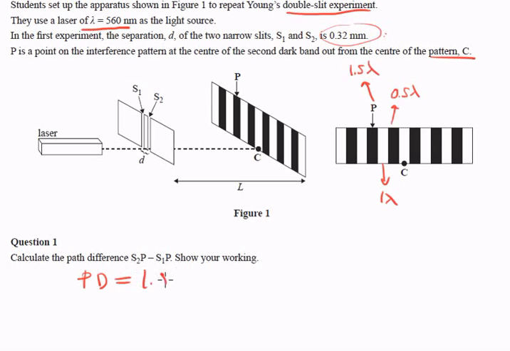So the path difference at that point equals 1.5 wavelengths, which equals 1.5 times, and the wavelength is 560 nanometers. So 1.5 times 560 is 840 nanometers.